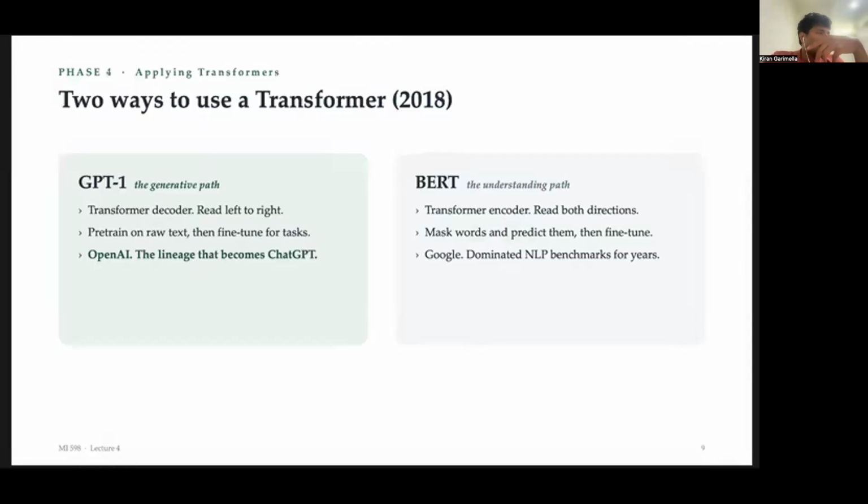And this also enabled pre-train, then fine-tune. I think we looked at fine-tuning last week.